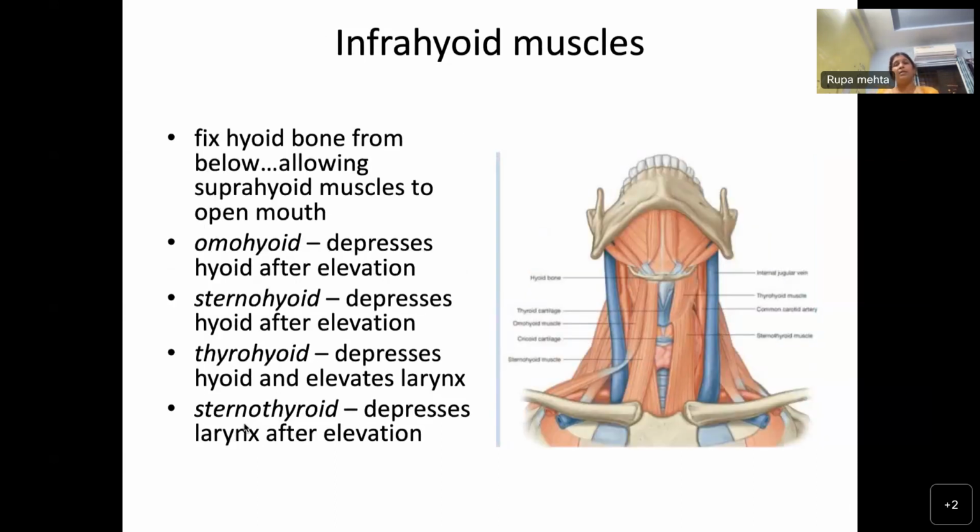And infrahyoid muscles fix the hyoid bone from below, allowing suprahyoid muscles to act. The infrahyoid muscles are omohyoid, sternohyoid, thyrohyoid, and sternothyroid. Omohyoid and sternohyoid are superficial, and thyrohyoid and sternothyroid are deeper to those 2 muscles. All of them are supplied by the ansa cervicalis.